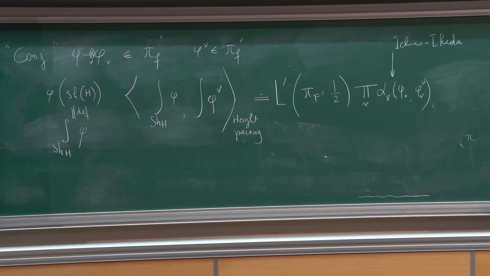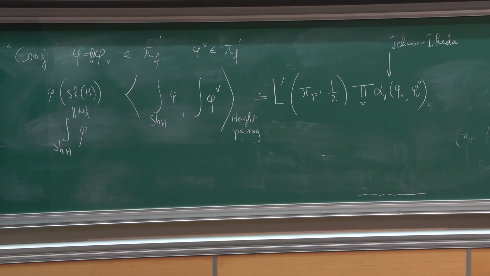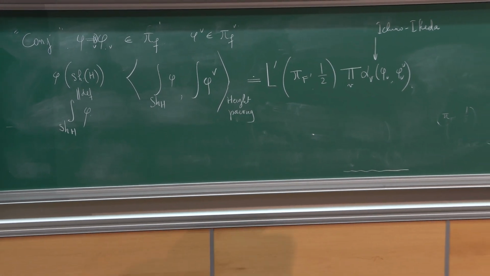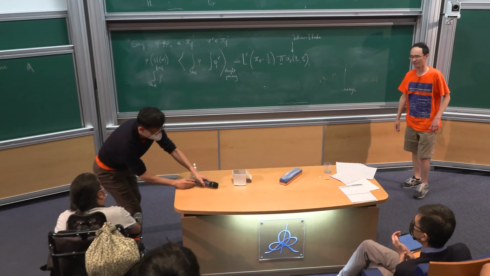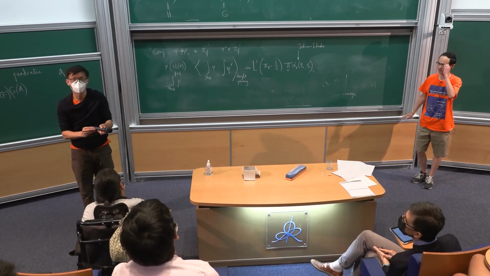So in the next talk I will talk about the relative trace formula approach, where I can make sense of this unconditionally, you know, the local quantity. Right, so I'm running out of time already, so let me stop here. Any quick questions?